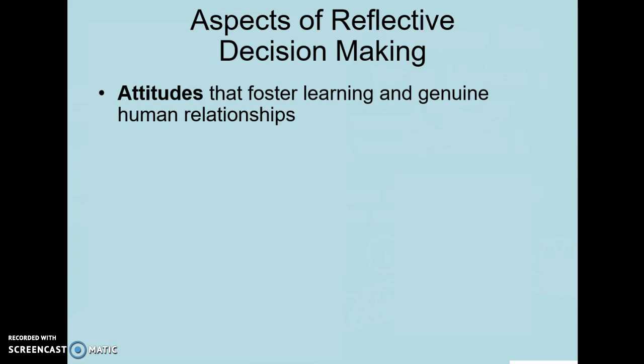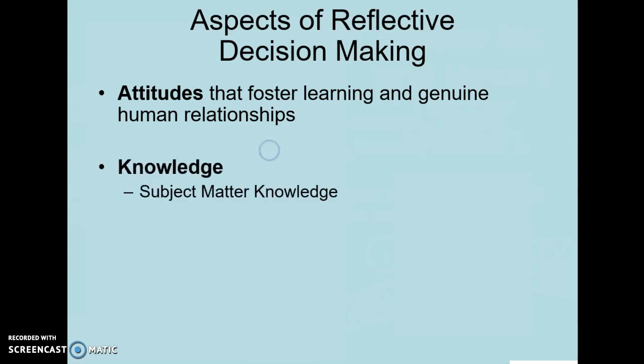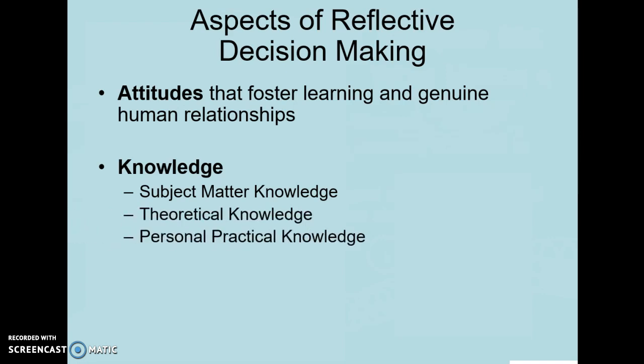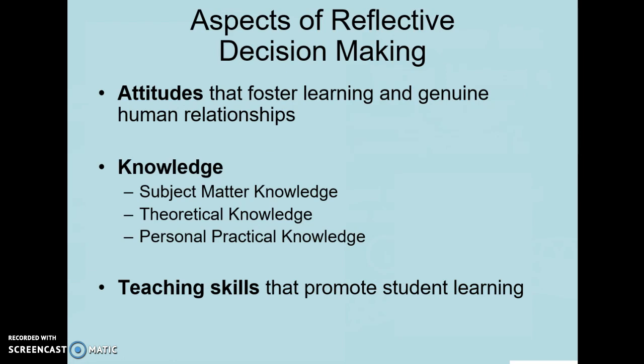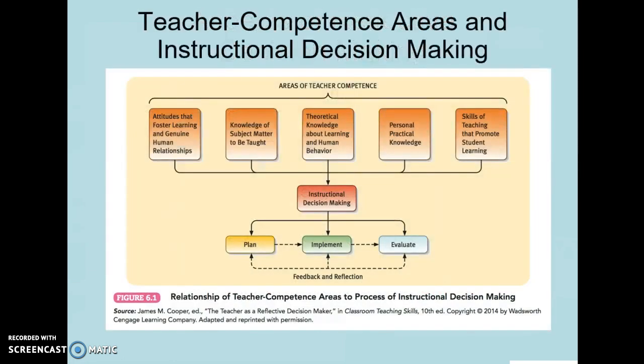Now, when it comes all together, the aspects of reflective decision making has to do with the teacher's attitudes. Are you fostering learning? Are you developing human bonds in class, establishing rapport? Are you understanding the subject? Do you really have a hands down? That's why liberal studies is multiple subjects. Do you understand the theory behind it? Can you make it as real as possible and practical for the students to make reference, right? Teaching skills. Are you promoting student learning? Are you making it positive?